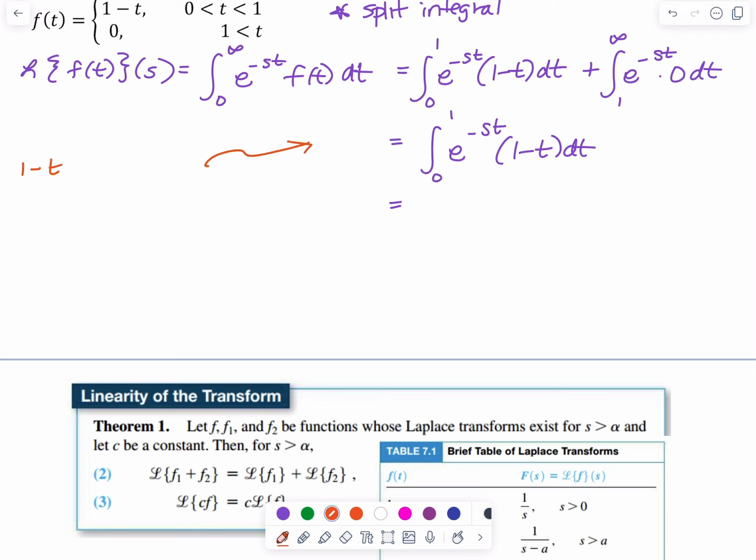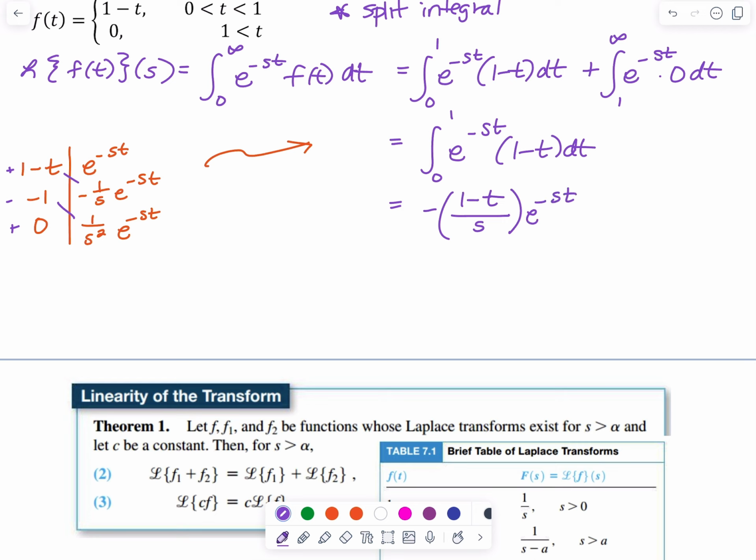And that is equal to, and we will do a little table integration here. So we have 1 minus t, negative 1 and 0. And then we have e to the negative st, negative 1 over s e to the negative st, and then we have a 1 over s squared e to the negative st. And so now that integral will be negative 1 minus t all over s multiplied by e to the negative st power, and then we have a minus 1 over s squared e to the negative st. And we will be evaluating all of that from 0 to 1.